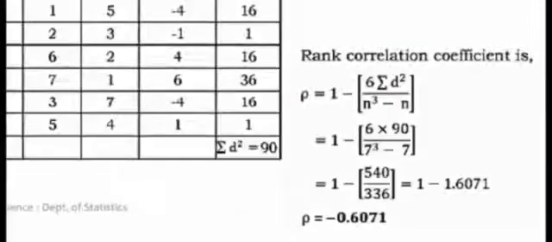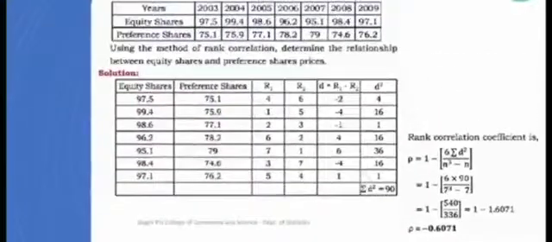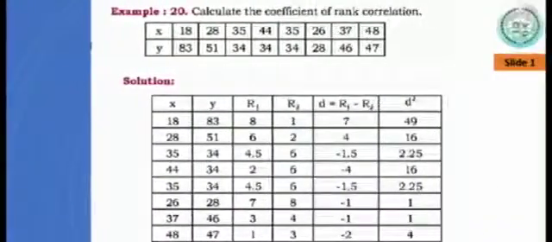Rank correlation coefficient, the formula you apply, then you're getting a negative correlation. You come to the conclusion that there is a negative correlation between the equity shares and the preference shares. This is how you come to the determination. Next example. Again one more example, that is example number 20.